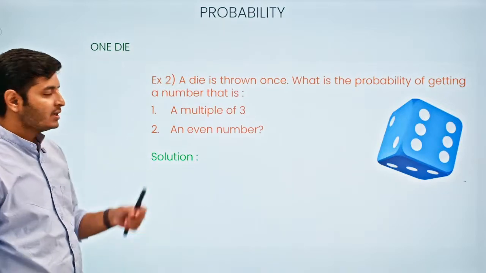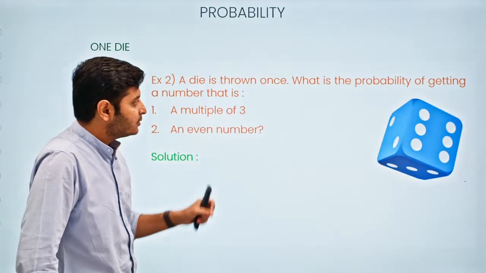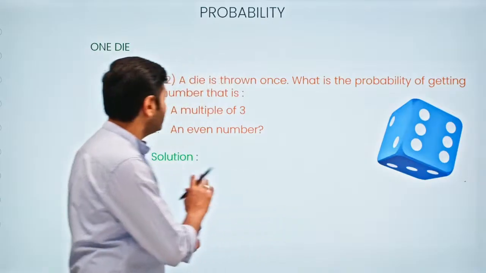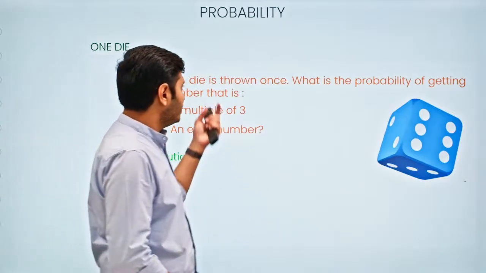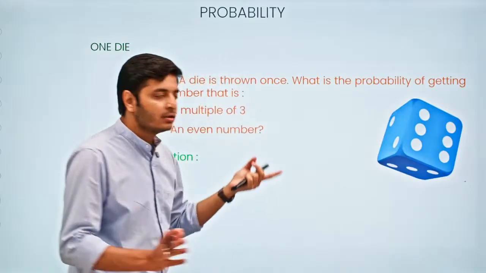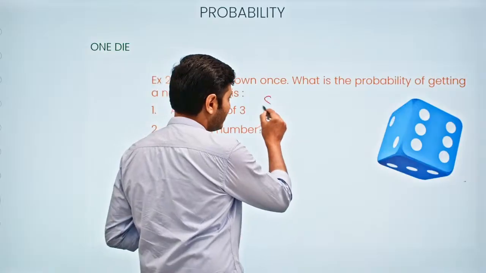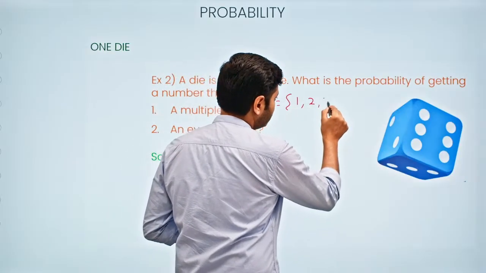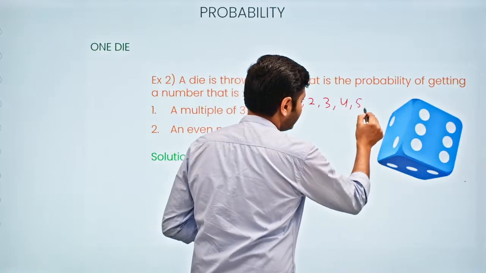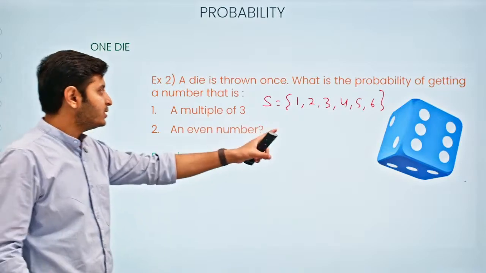Now, second problem based on rolling of a die. A die is thrown once. What is the probability of getting a number that is a multiple of 3? Again, if we are throwing a die once, the sample space will not change. So, should we write the sample space here? I am going to use this space. Sample space is 1, 2, 3, 4, 5, 6. Now, this is our sample space.